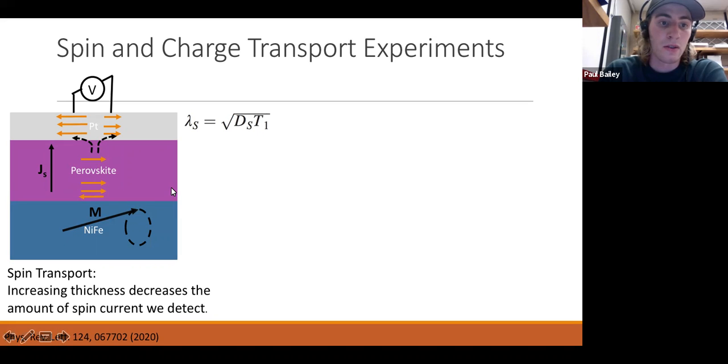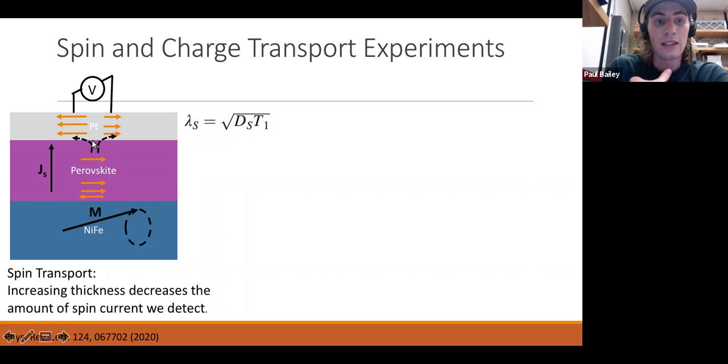It's comprised of a ferromagnetic layer, which is usually nickel iron, the material that you're interested in studying, in this case a perovskite, and then a platinum layer up top. The nickel iron layer, when it undergoes ferromagnetic resonance, will have a precessing magnetization and produce a spin current in our perovskite layer. This is spin pumping, and then the spins will travel through our perovskite layer until they hit the platinum layer.